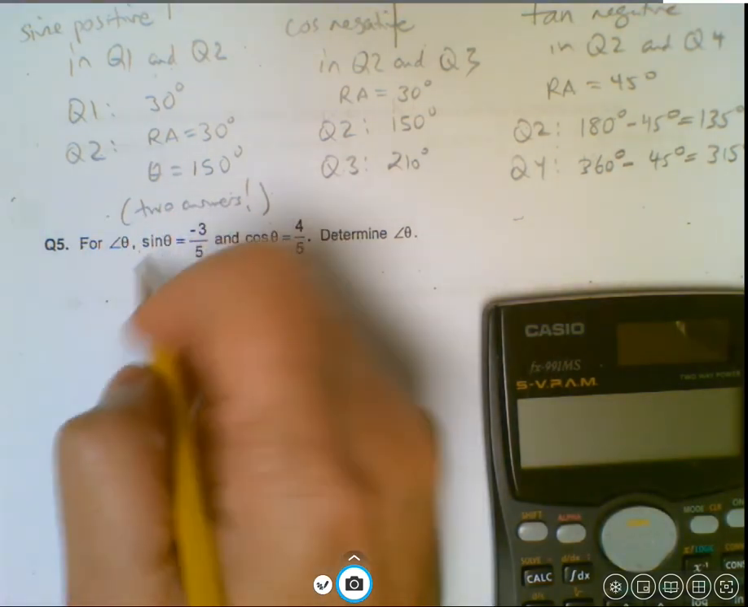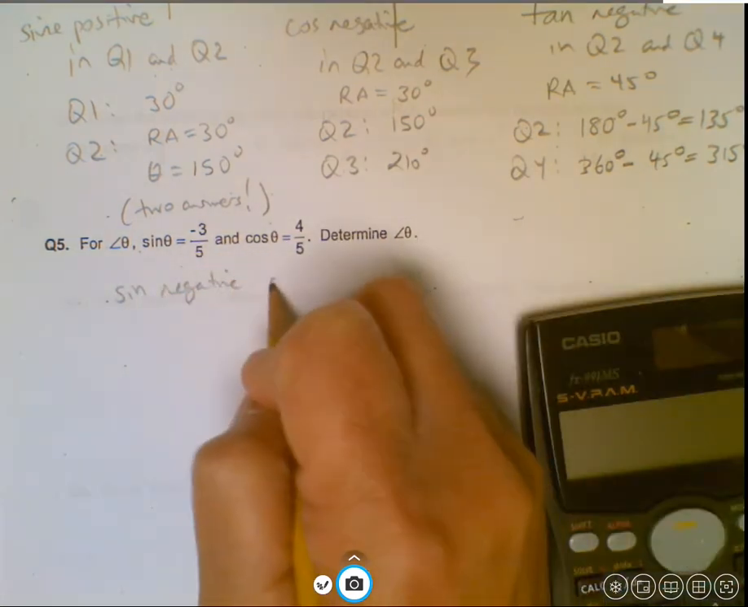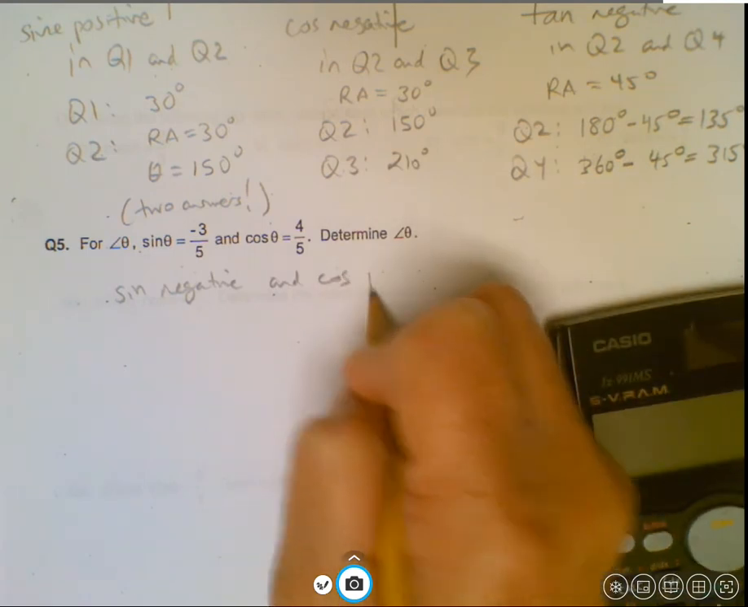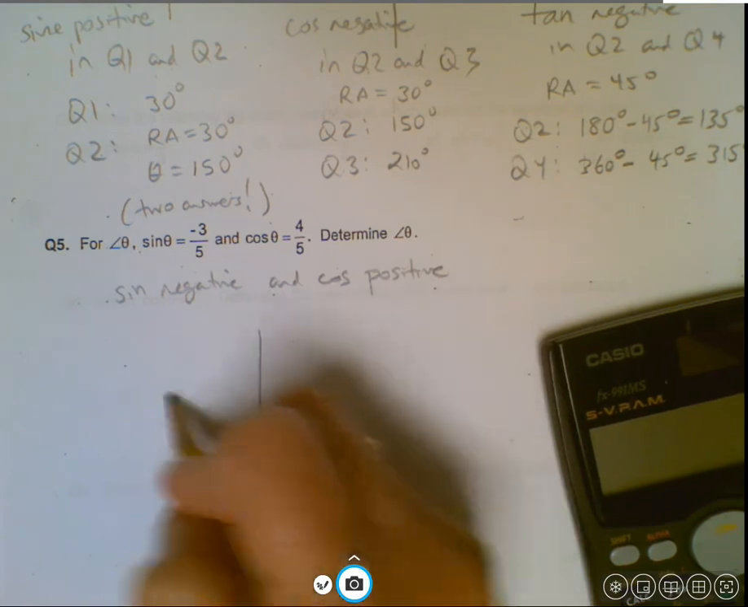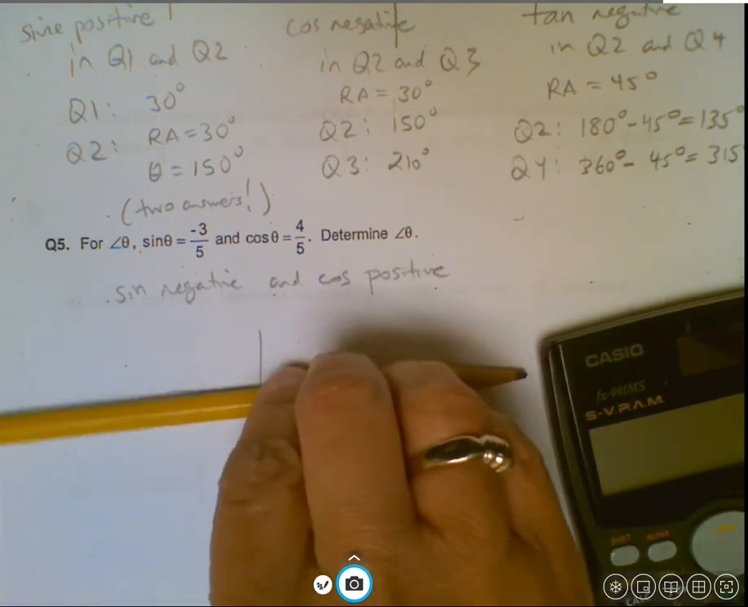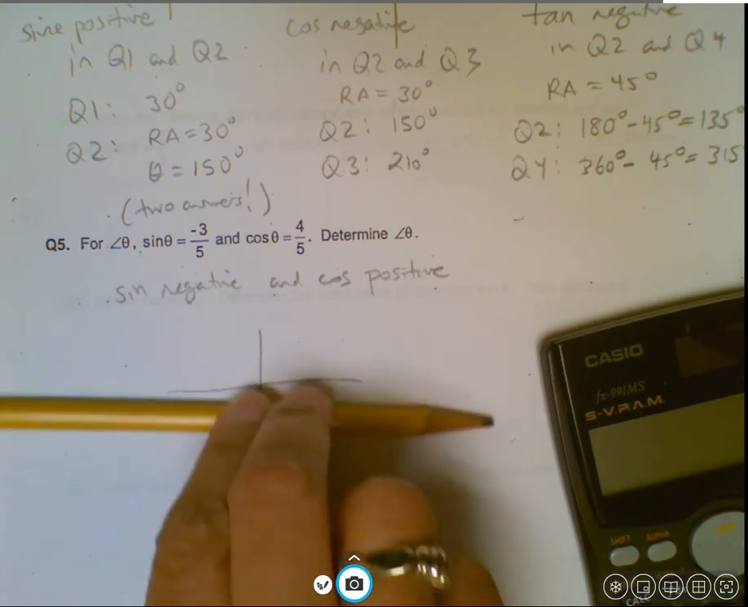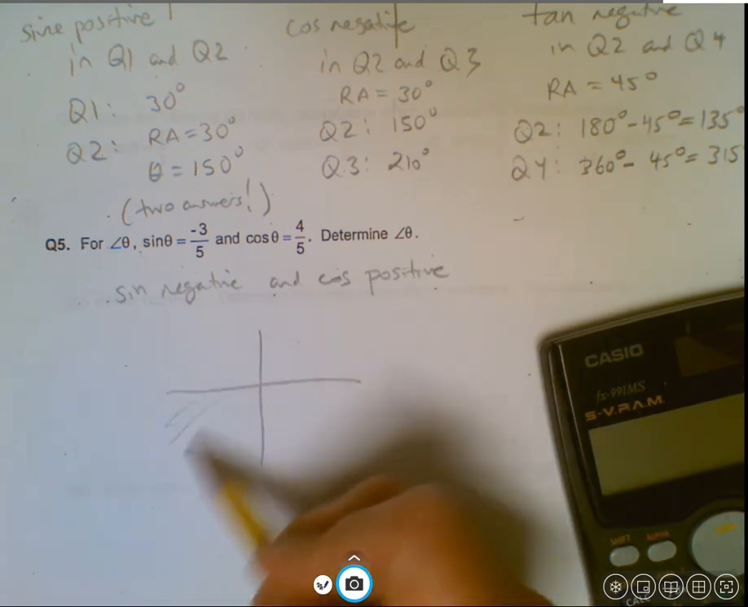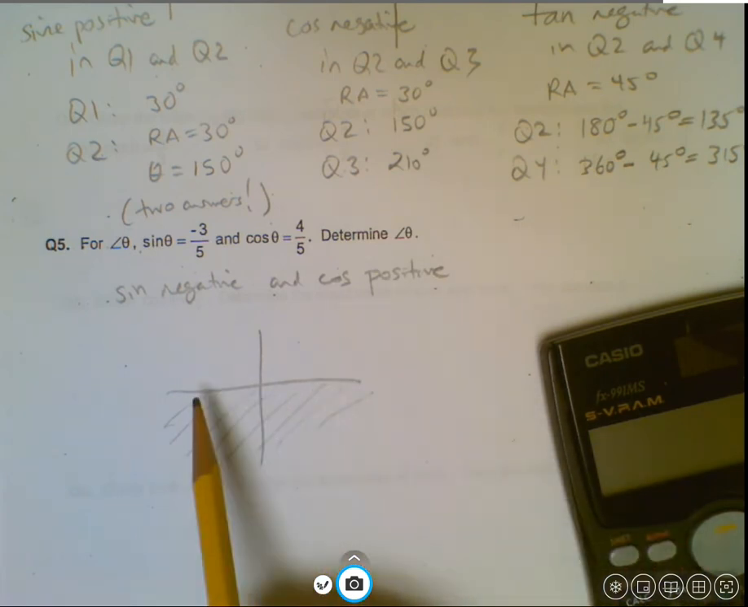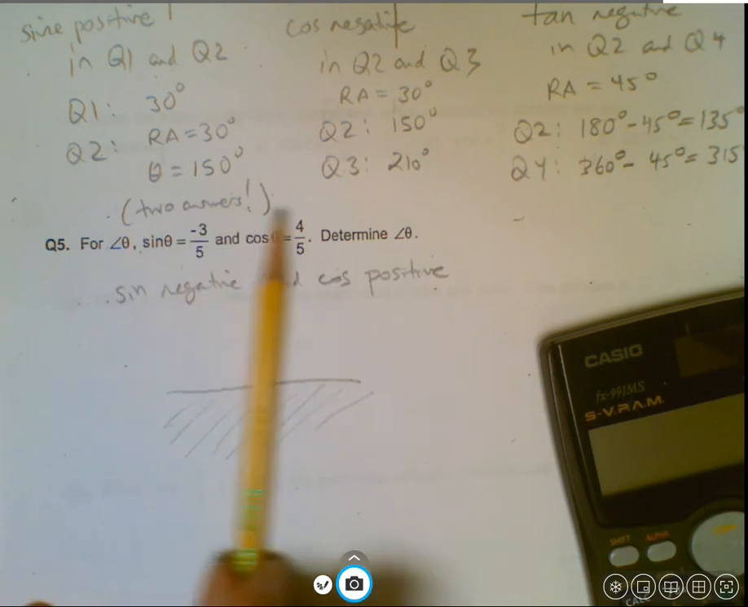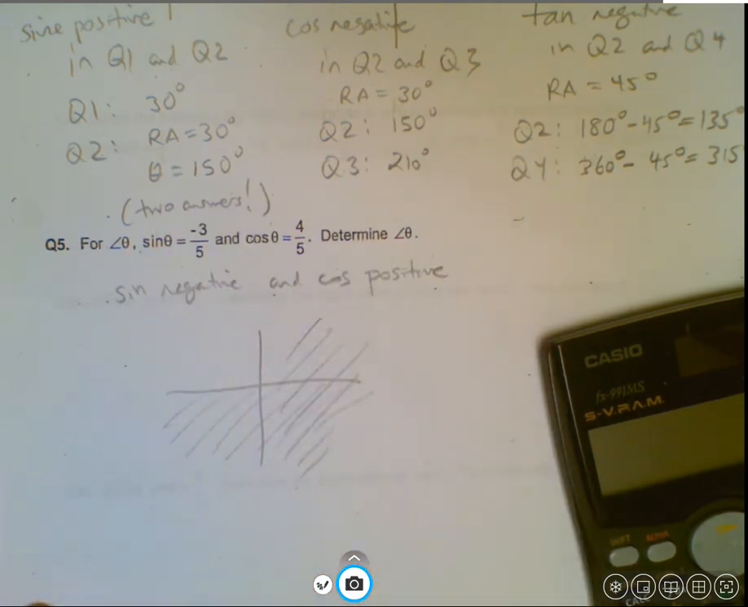So where does my angle have to be where sine is negative and cosine is positive? All right. For sine to be negative, I need all the y values, all the opposite sides, which are the up and down sides, to be negative. So that's going to be here. And for cosine positive, I'm going to need all the adjacent, the side to side, to be positive. So I'm going to here.